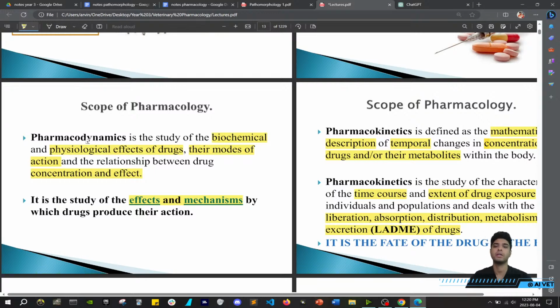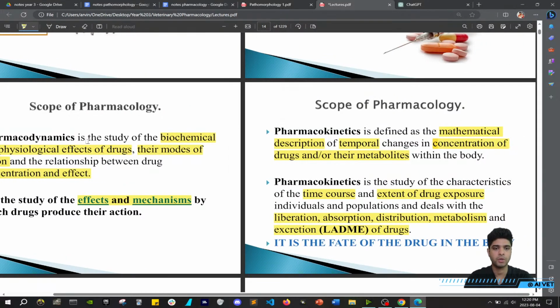Pharmacodynamics is the biochemical and physiological effects of drugs and their modes of action. The relationship between drug concentration and effect. And then pharmacokinetics is defined as the mathematical description of temporal changes in concentration of drugs and their metabolites within the body. Mathematically or quantifiable change in the concentration of drugs.